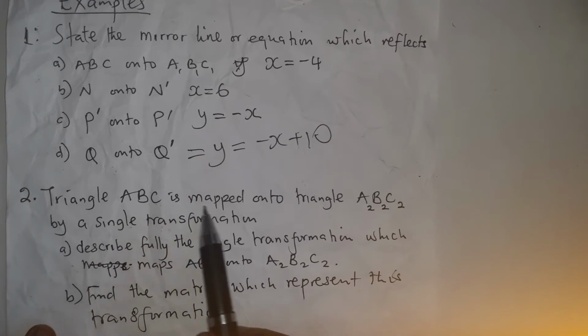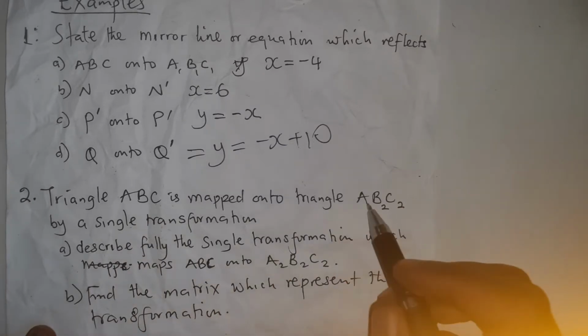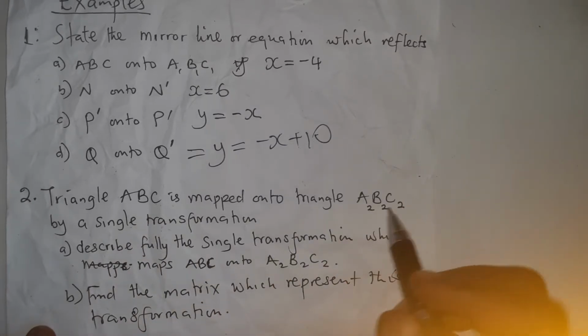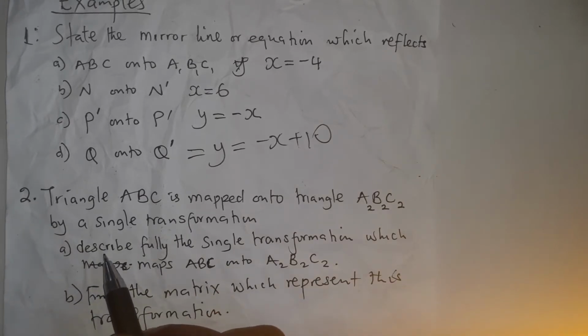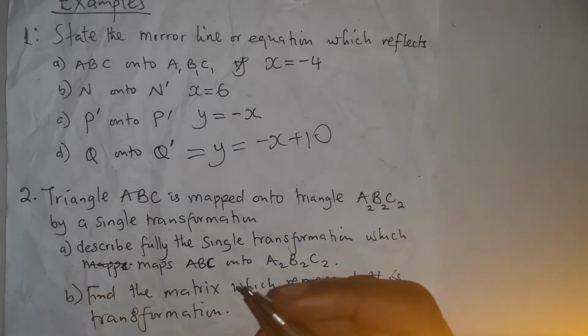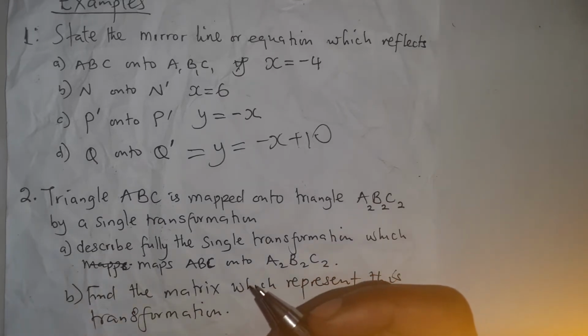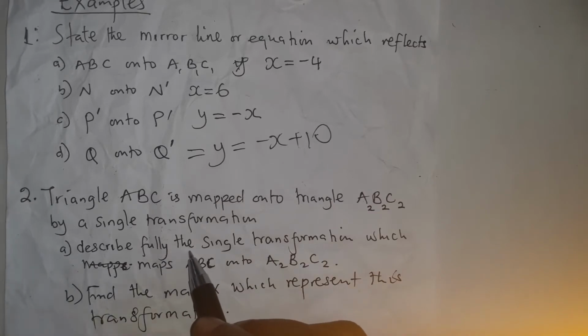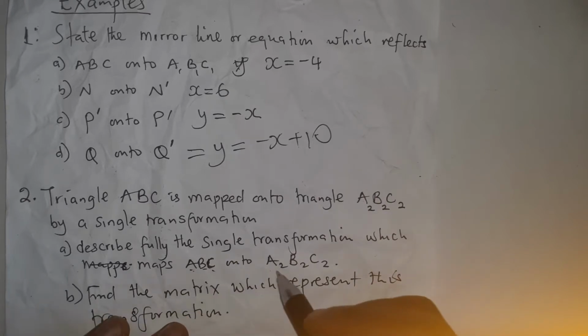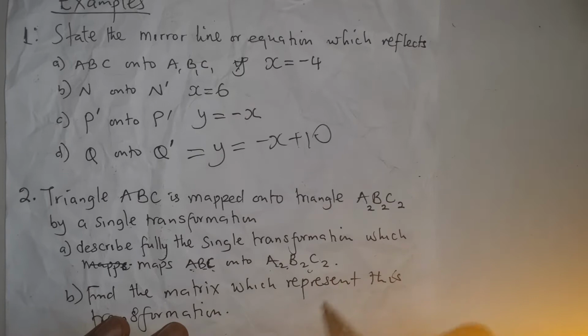Triangle ABC is mapped onto triangle A2, B2, C2 by a single matrix. Describe fully the single matrix which maps ABC onto A2, B2, and C2.